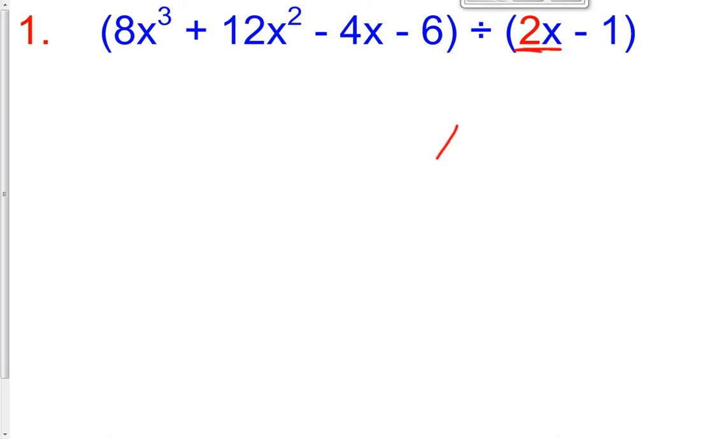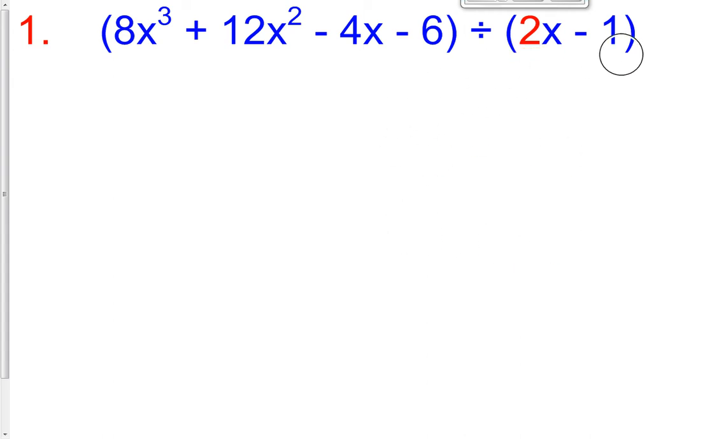Yesterday you divided things by like x minus 3 or x plus 5, something like that. We always had a positive 1 in front of our x's. Now in this lesson we're going to have a coefficient other than 1 in front of our x variable. So that's what we have going on in this lesson.